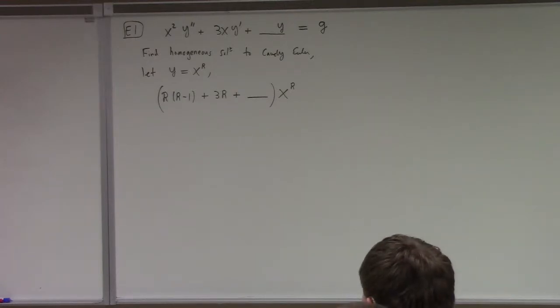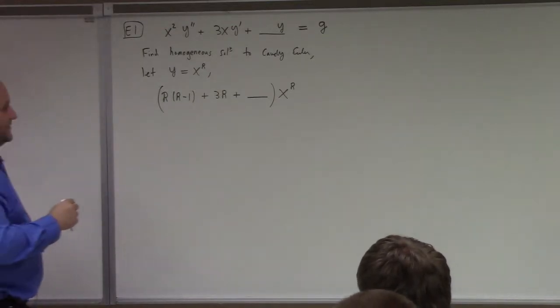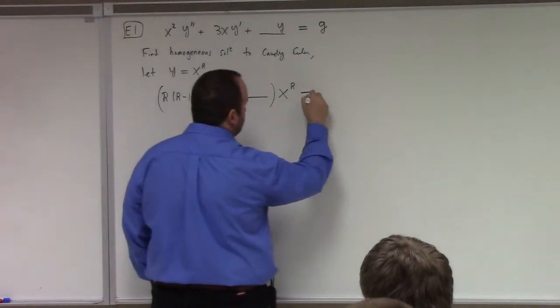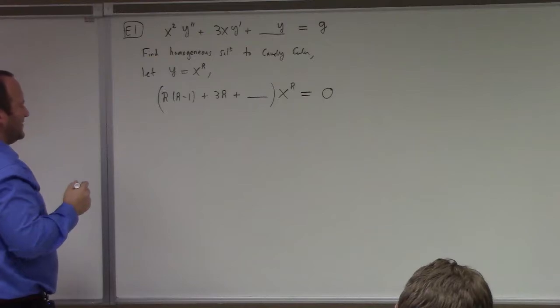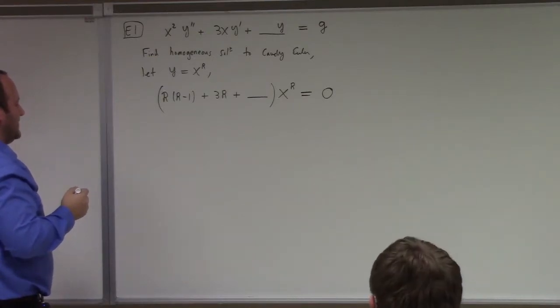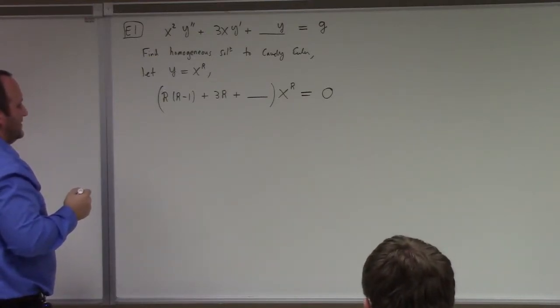The middle term we differentiate, which brings x to the r down to r minus 1, but then we multiply by x. That brings us back to x to the r. And the third term, we just have x to the r. So we have x to the r in everything after we plug it in, so we can factor it out. What's left over is the so-called characteristic equation. Now, to make this interesting, I think I should make that, let's see here.